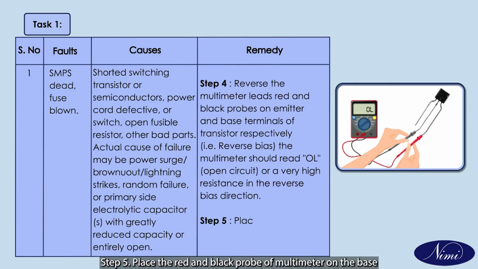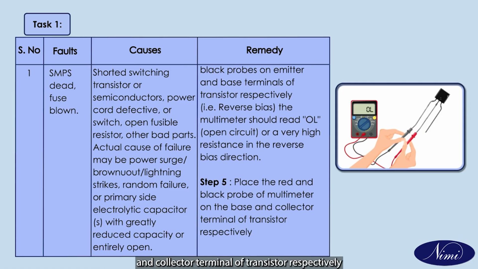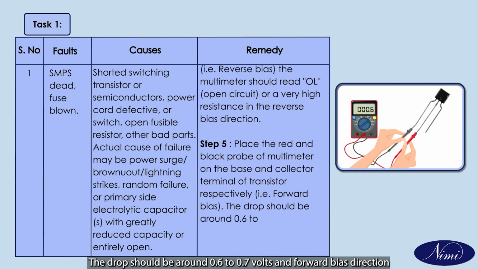Step 5. Place the red and black probes of the multimeter on the base and collector terminals of the transistor respectively, that is, forward bias. The drop should be around 0.6 to 0.7 volts in the forward bias direction.